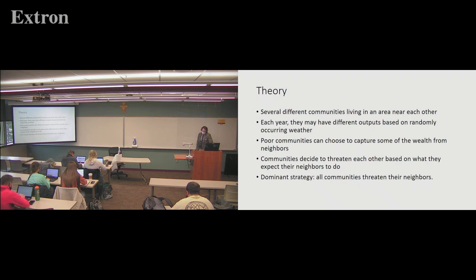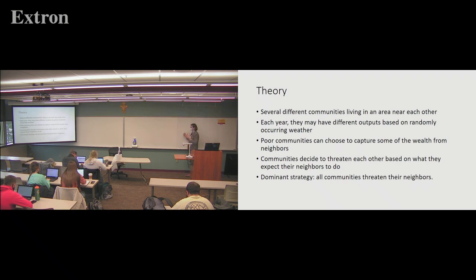Now, since the unlucky communities are always going to threaten their neighbors, because odds are it's going to always make them better off. You have a higher probability of being made better off if they attack, even if they lose. Knowing that, the community that has the good output that year, because they know they're going to be attacked, they're going to defend themselves with violence. And they're going to be threatening their neighbors. So basically what's going to happen is that all communities are going to be threatening their neighbors.